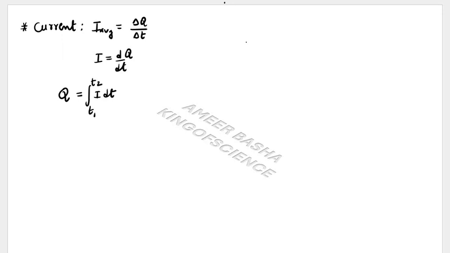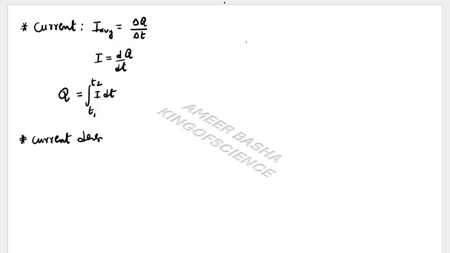So these three formulas or definitions are important to understand the current. That is, average current is the amount of charge that is crossing a given cross section. For instantaneous, it is the rate of flow. Okay. Then I want to define the current density.